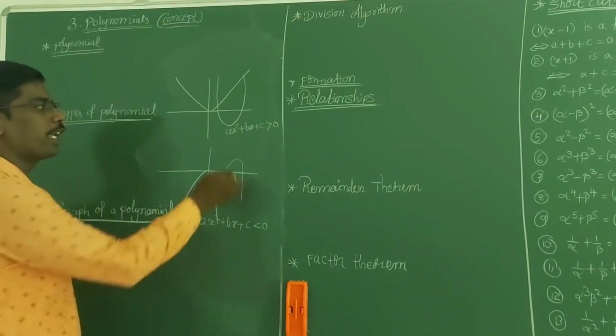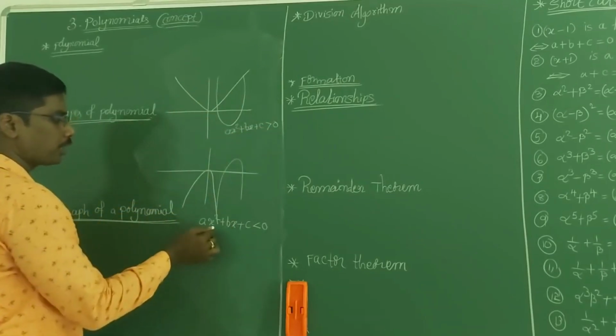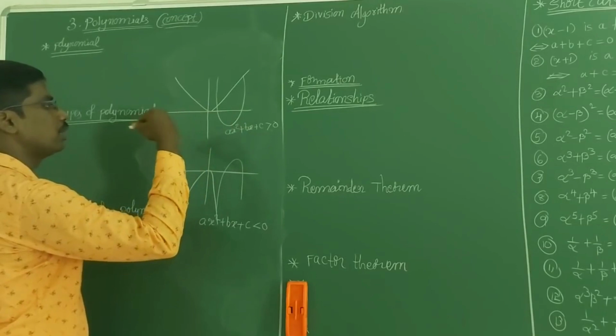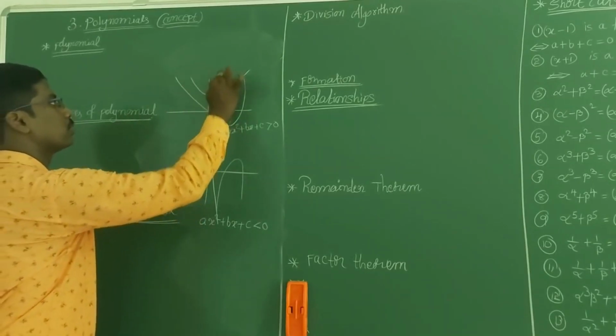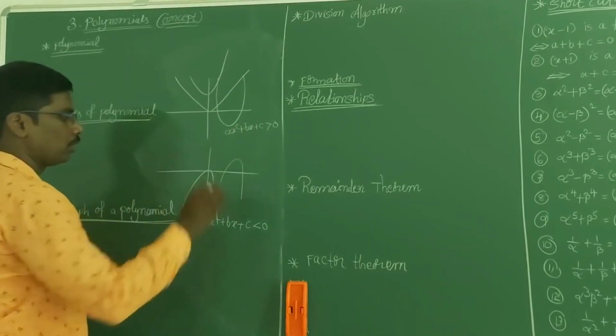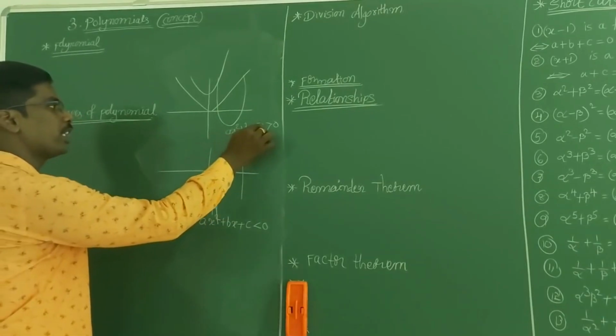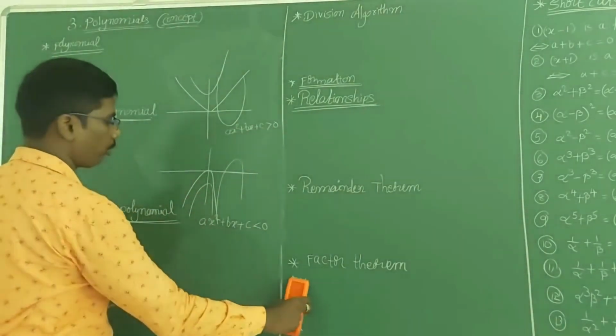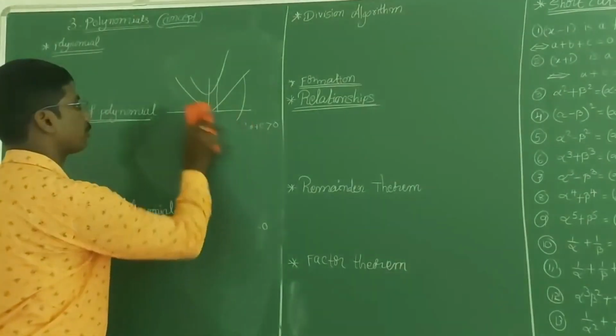Then also this condition, ax square plus bx plus c is greater than 0, or ax square plus bx plus c less than 0. Sometimes the graph is like this, not touching the x-axis. So the same condition, ax square plus bx plus c greater than 0, or ax square plus bx plus c less than 0. So like this you have to remember the graphs.